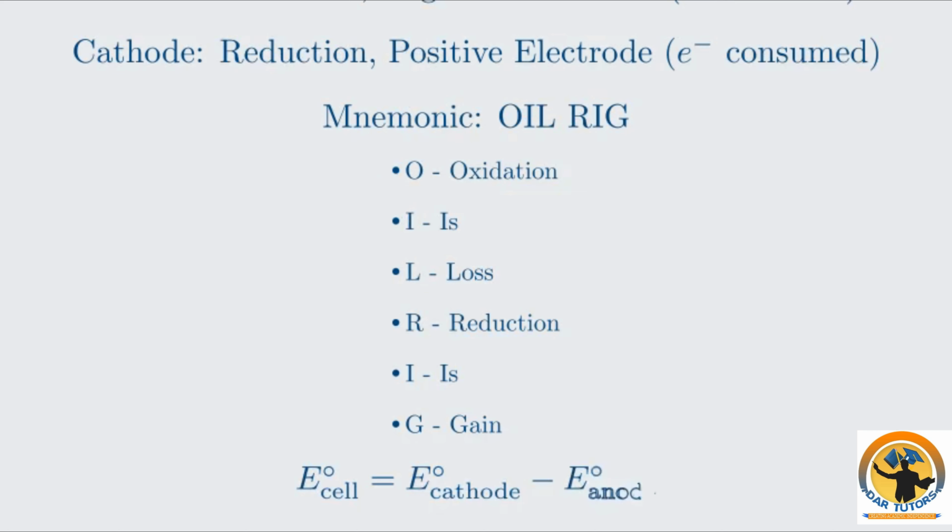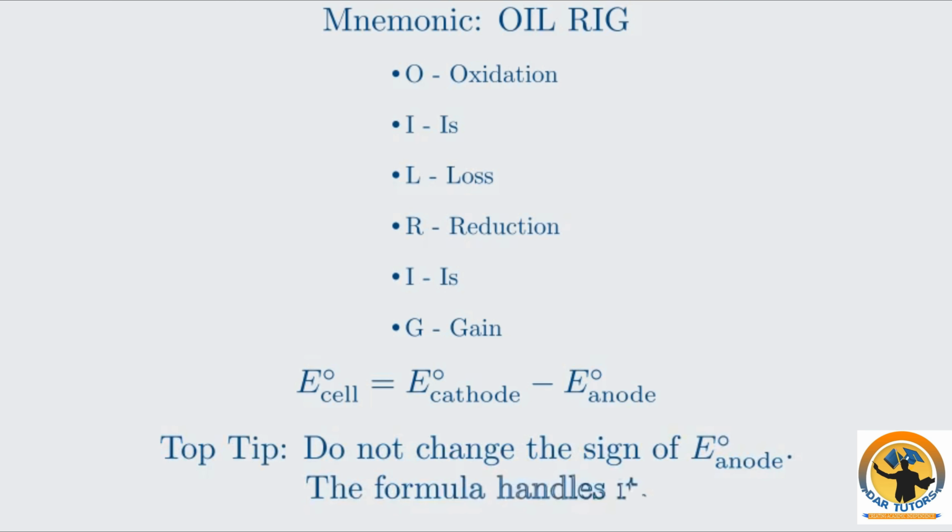Now, let's look at how to calculate the standard cell potential, E0 cell. It's the difference between the standard electrode potentials of the cathode and the anode. The formula is E0 cell equals E0 cathode minus E0 anode. This will always give you a positive value for a spontaneous reaction. It's also sometimes written as E0 cell equals E0 RHE minus E0 LHE, referring to the right-hand and left-hand electrodes in a cell diagram.